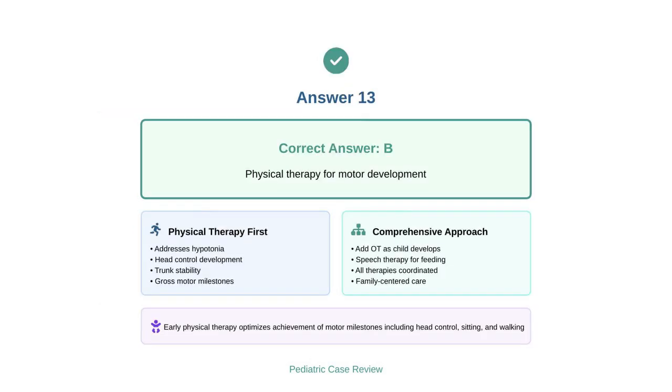Physical therapy should be initiated first to address hypotonia and support gross motor development. Early physical therapy intervention optimizes achievement of motor milestones, including head control, sitting, and walking. As the child develops, occupational therapy for fine motor skills and speech therapy for communication are added. A comprehensive multidisciplinary approach coordinating all therapies produces optimal outcomes.